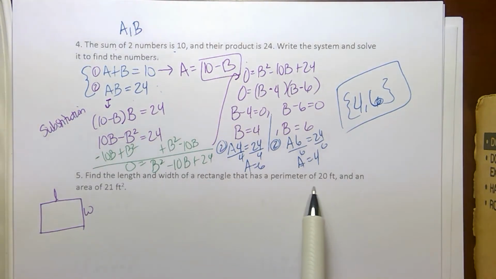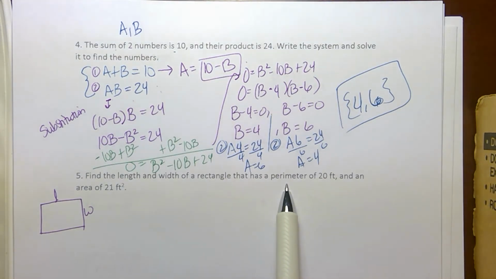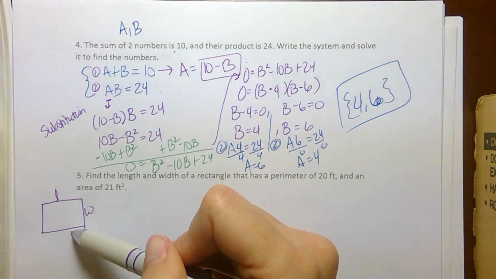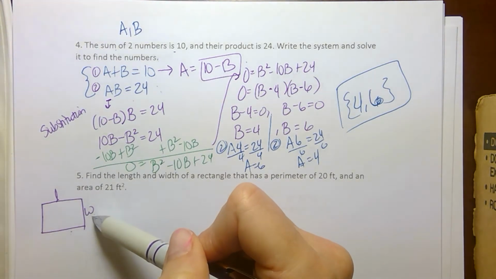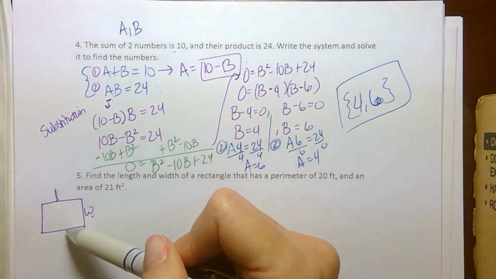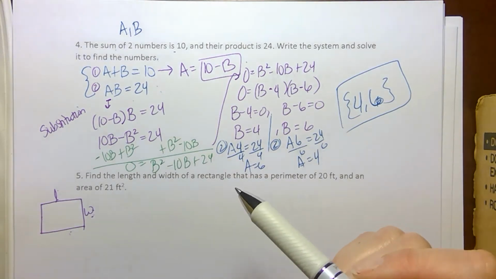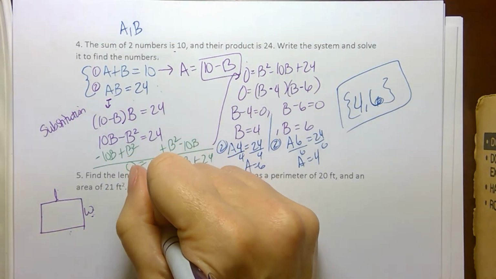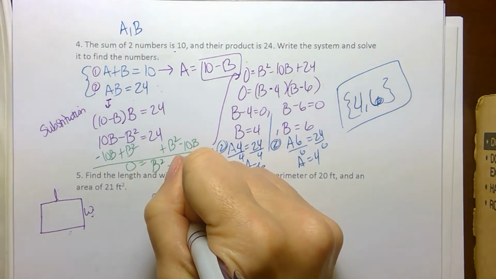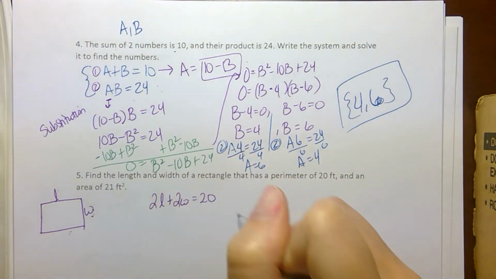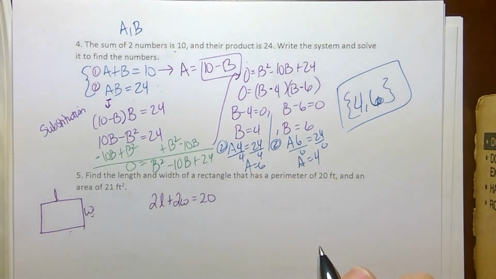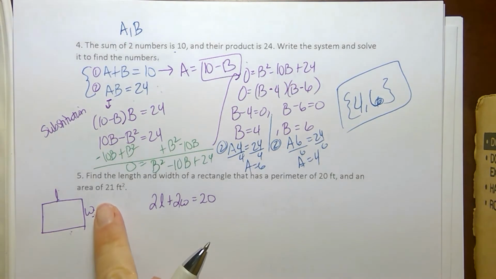We know that my perimeter is 20 feet. Well, perimeter is adding up the distances around. I have two of these lengths and I have two of these widths, so if I add together 2 L's plus 2 W's, that gives me the perimeter of my rectangle. That's my first equation. 2L plus 2W equals 20 feet. That's my perimeter equation. Then I have an area equation.